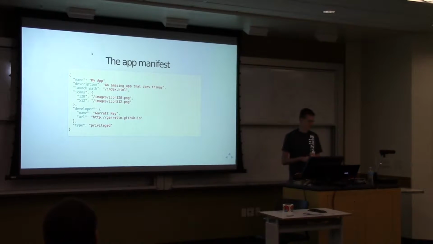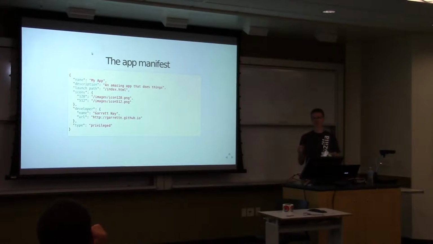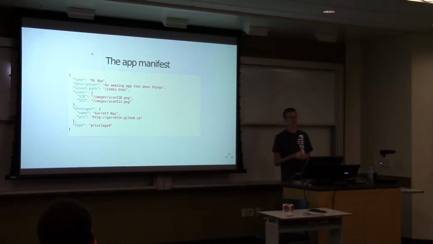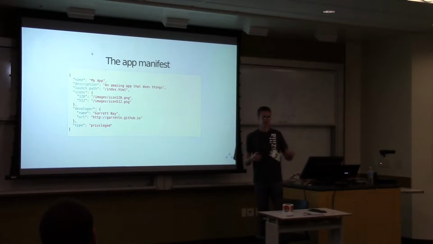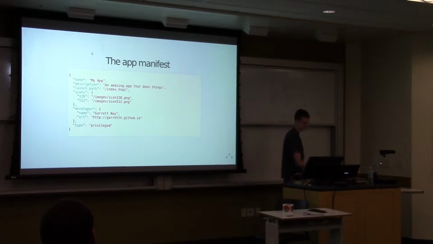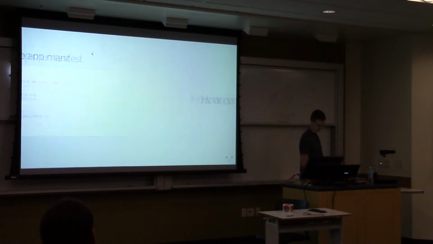You need to give information about yourself. You just need a name, really. You don't need a URL, but it's a good idea. And the type we're going to get to in a second. Also, this is a place where you can specify if you require any additional permissions from the device, like access to file storage or the camera or stuff like that. You put those in a permissions field there.